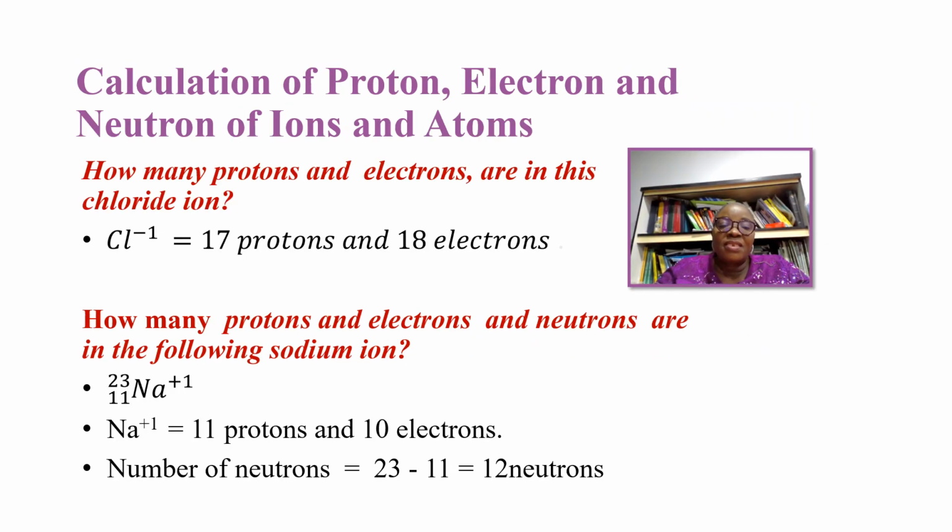We can calculate the number of protons, electrons, and neutrons of ions and atoms. But always note that when an atom has a negative sign on it, it means that it has more electrons than protons in that atom. That negative sign turns it into what we call an ion. It attained an ionic state. A positively charged ion has lost electrons, while a negatively charged one gained electrons.